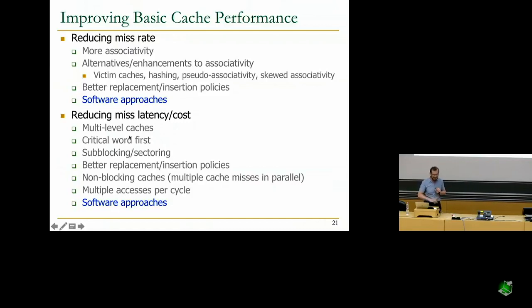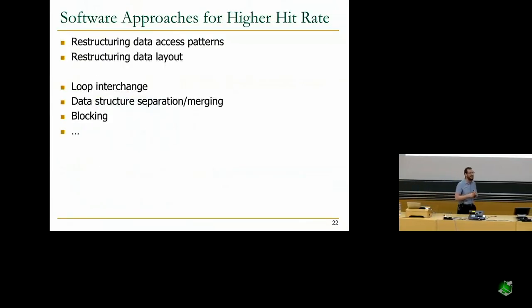But if you're really interested in some of these approaches, and this is not a comprehensive list, by the way, existing processors employ even more advanced concepts, some of which may not be here, or maybe they could be put into the better replacement or insertion policies. But let's take a look at the software approaches a little bit. So how can you get higher hit rate from your cache just by reorganizing your software a little bit? You could restructure your data access patterns, or you could restructure your data layout, or you could do both. I'm going to talk about a couple of techniques very quickly. I've already talked about blocking, but I'll talk about it more formally without giving an example. And after that, we're going to take a break.